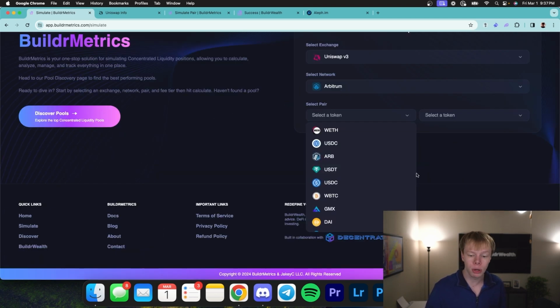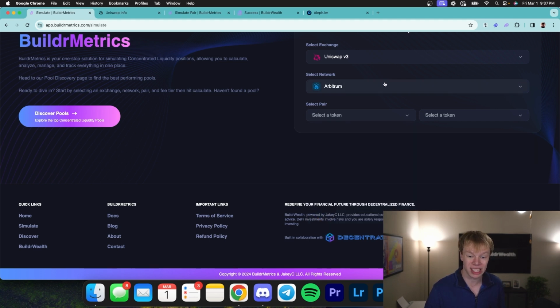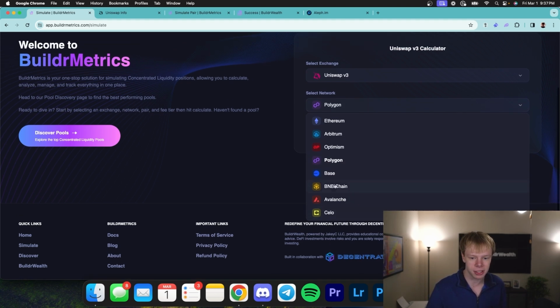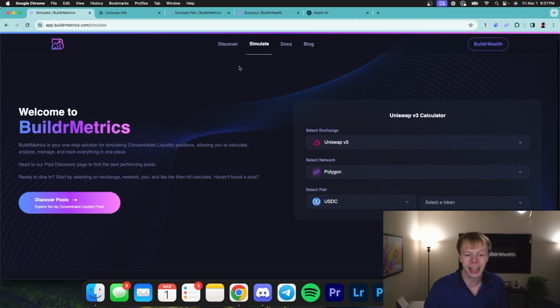We did have a period where the Uniswap API was down, so we couldn't really pull any data. Arbitrum is back up and live. Optimism is back up and live. Polygon is back up and live, and so is every other network on this list. So you can use Builder Metrics without any issues whatsoever.